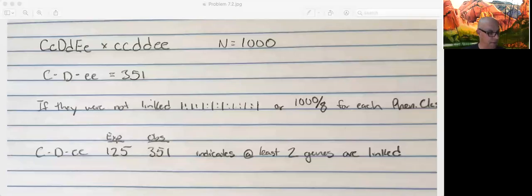Okay, so for 7-2, you have a cross between individuals with genotypes big C, little c, big D, big E, little e, and homozygous recessive for C, D, and E. They have 1,000 individual offspring. The class that was big C dash or big C dash, big D dash, little e had 351 individuals.